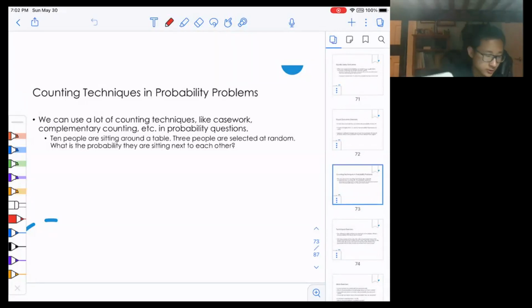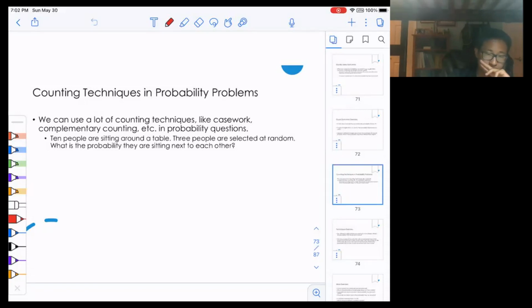10 people are sitting around the table. 3 people are selected at random. What is the probability that they are sitting next to each other? So basically in this problem, we have 3 people who are selected at random from 10 people around the table, and we have the possibilities that they're going to be next to each other. So we should count outcomes as the ways to choose 3 people without caring about order.